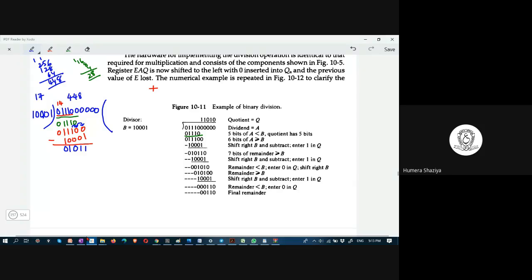Again, we have to check. What do we have to check? Well, we have to check whether it is smaller or greater than the divisor. Before checking, you have to take one more 0 down. This is our remainder and one bit you take it down.